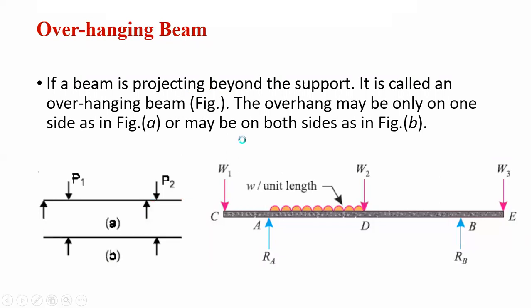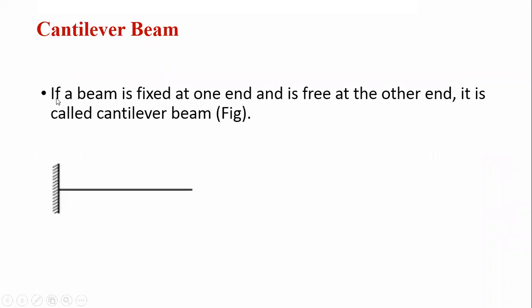Okay. Now the cantilever beam. If the beam is fixed at one end and free at the other end, it is called a cantilever beam. The balcony projections in buildings are generally of cantilever type. Or for a window, the chhajja projection is of cantilever type. It means that one end is fixed and the other end is a free end. Such a beam is called a cantilever beam.